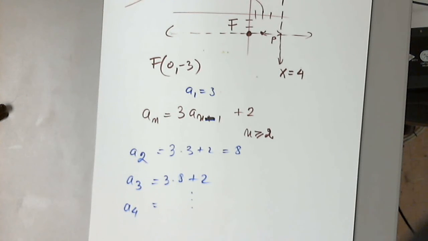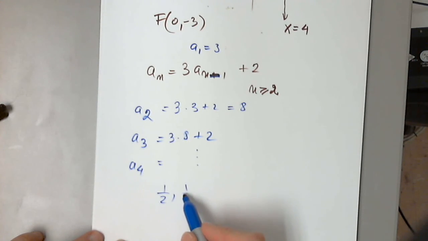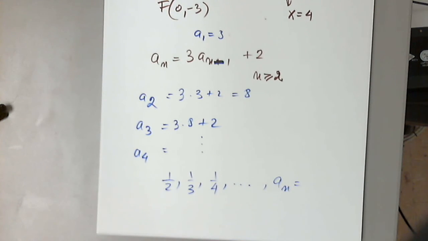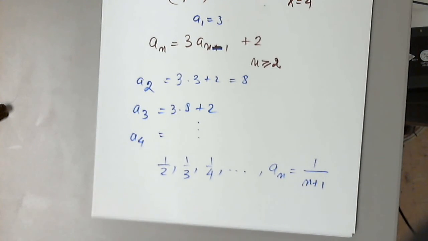Okay, so let's determine the generic term of something like 1/2, 1/3, 1/4. We want to determine a sub n. What will you write? So that would be 1 over n plus 1. When n is 1, I have 1/2. When n is 2, I have 1/3. When n is 3, I have 1/4, and so on and so forth.